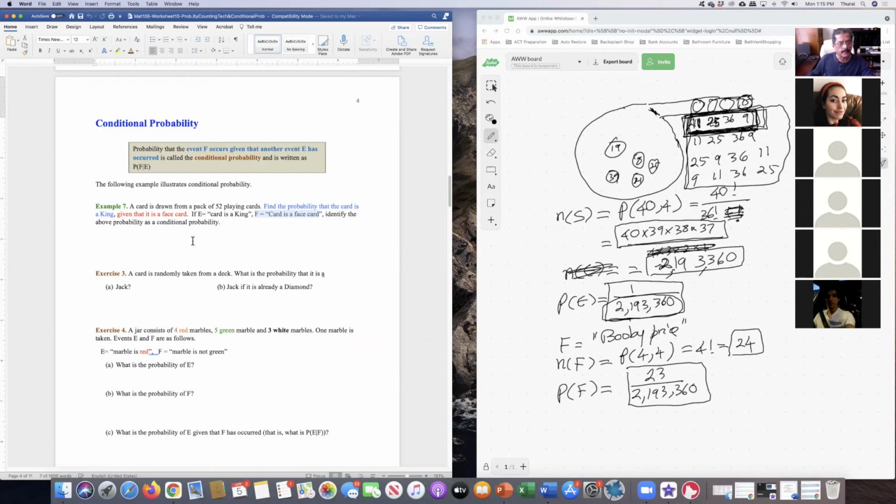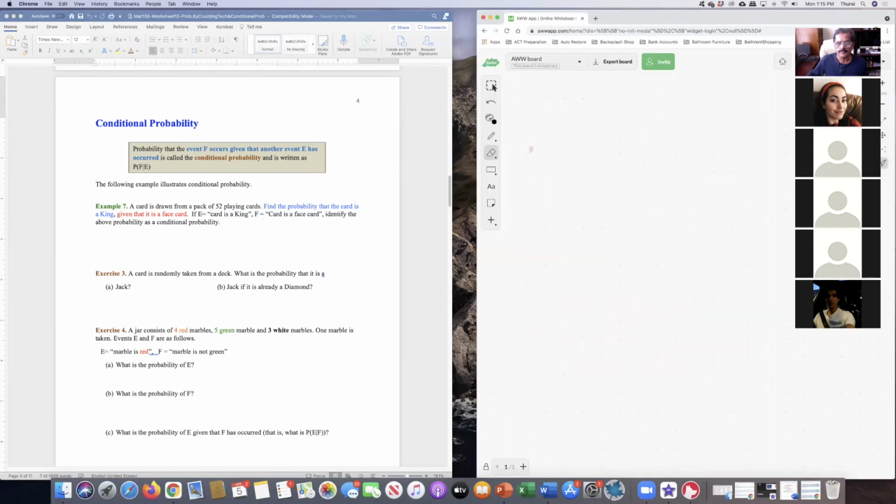The question is find the probability that the card is king, given that it's a face card. How do I identify that as a conditional probability? It's probability of what given what? Don't get to the probability yet. I'll explain that in a minute. Right now, my question is, how do I write this question as a conditional probability question using P of what given what? That's my question.